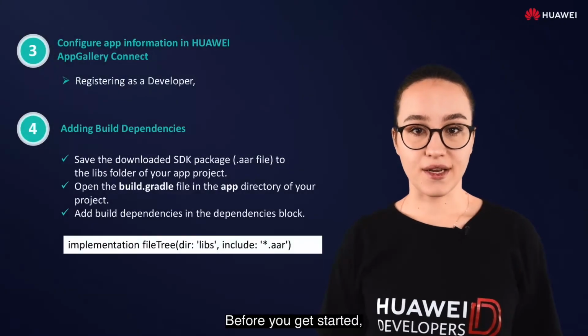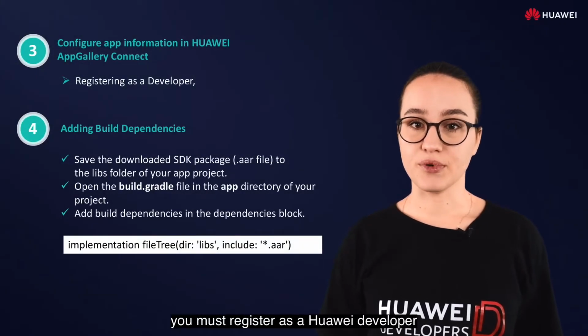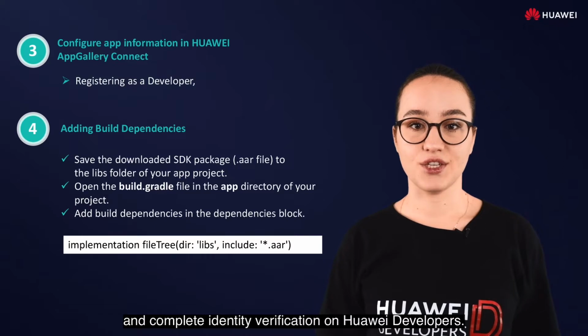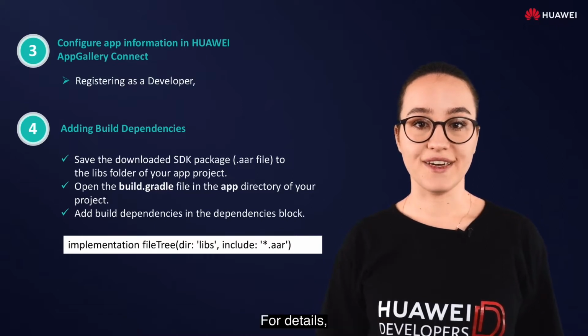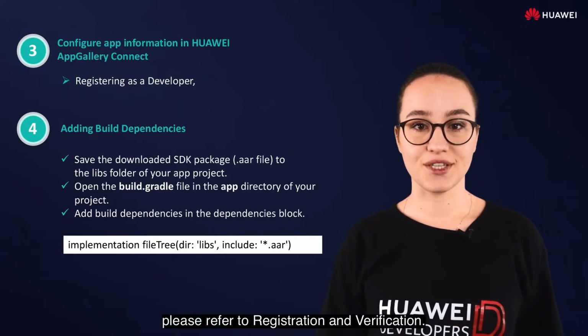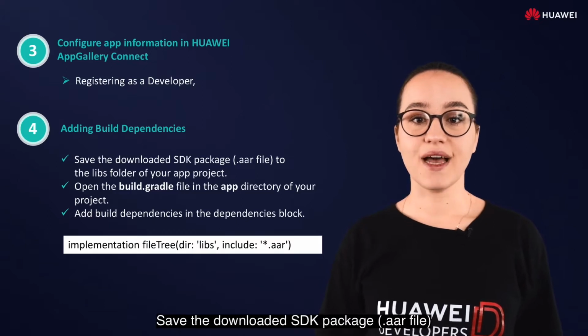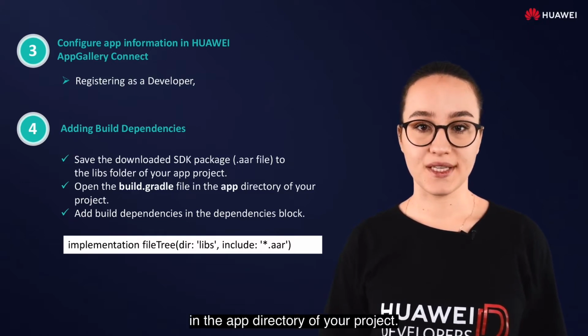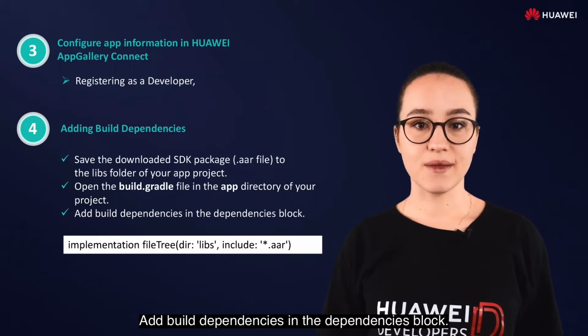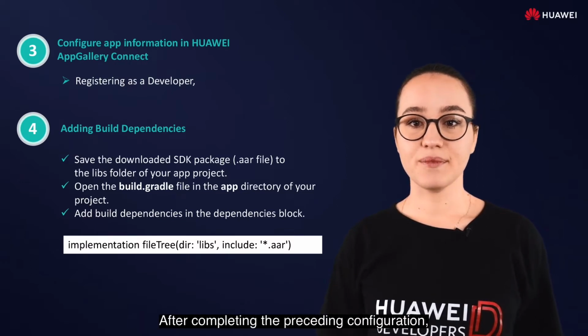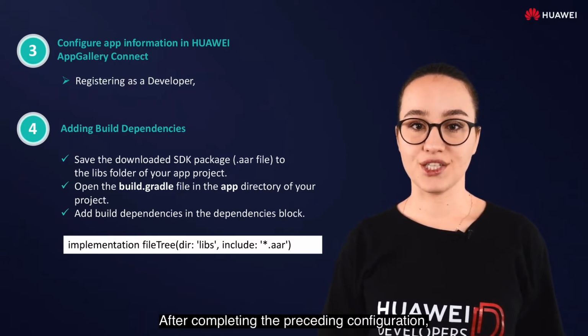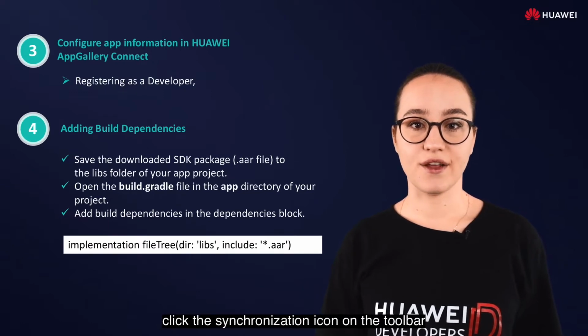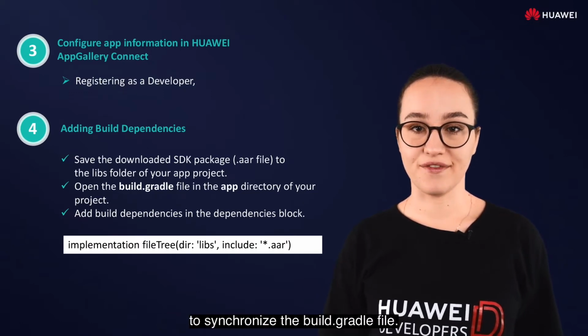Before you get started, you must register as a Huawei developer and complete identity verification on Huawei Developers. For details, please refer to registration and verification. Save the downloaded SDK package to the libs folder of your app's project. Open the build.gradle file in the app directory of your project. Add build dependencies in the dependencies block. After completing the preceding configuration, click the synchronization icon on the toolbar to synchronize the build.gradle file.